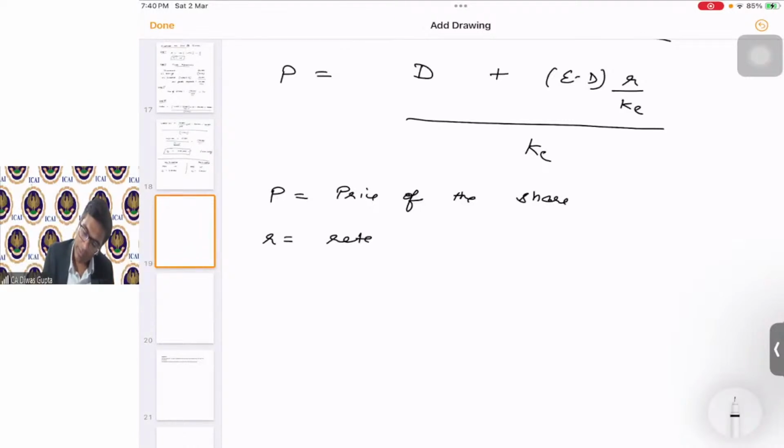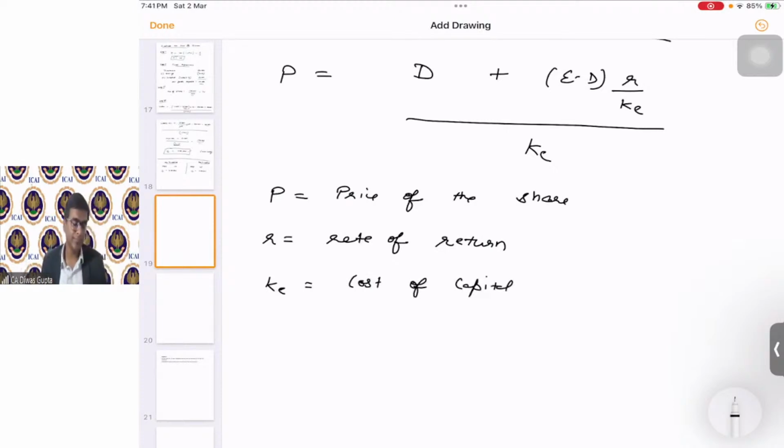R is equal to rate of return. KE is equal to cost of capital. E will be earnings. And D is equal to dividend.